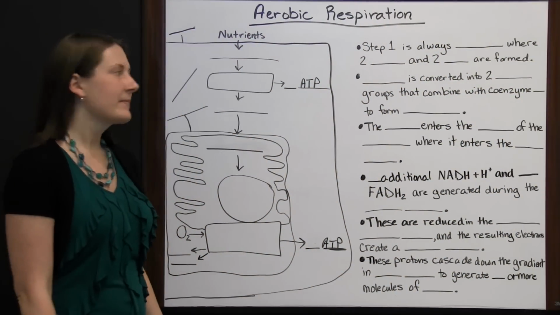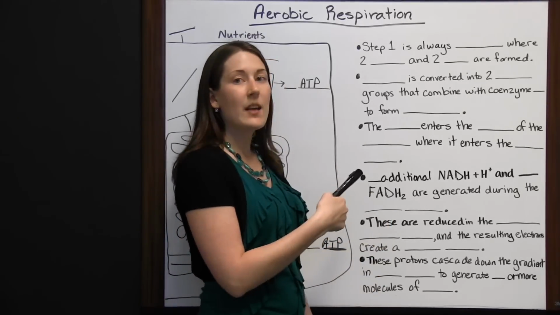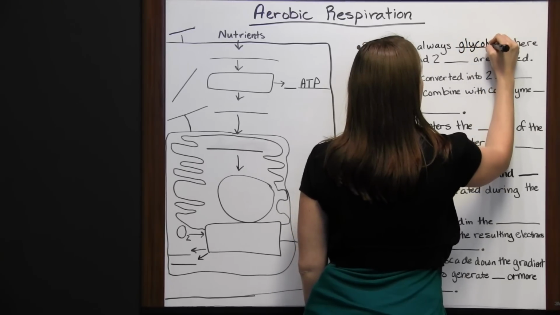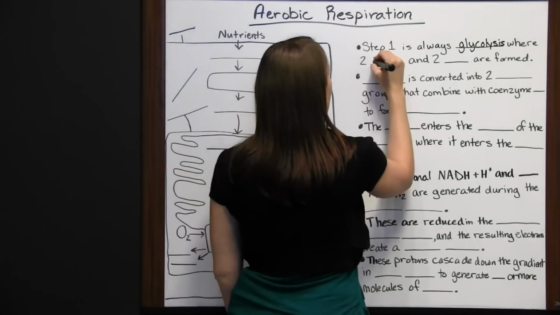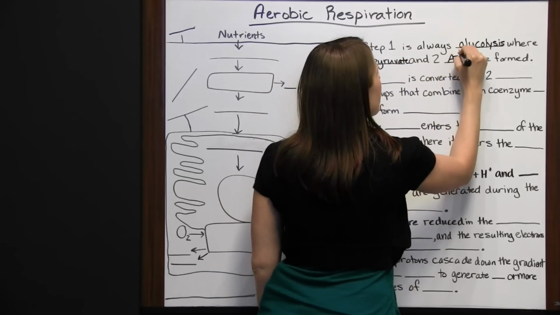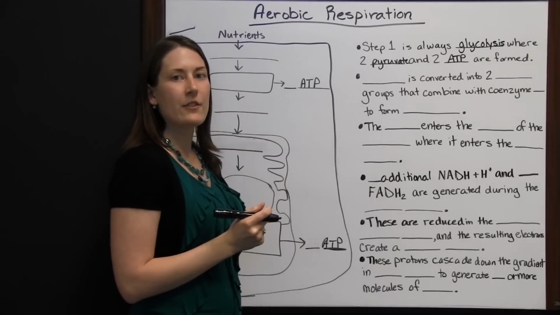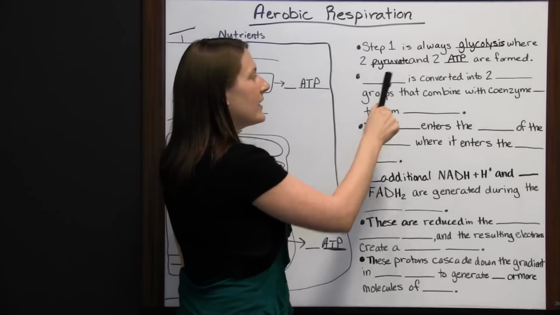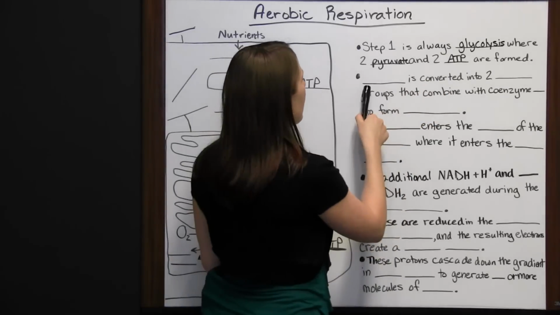Aerobic respiration. Let's look over here first. In aerobic respiration, step 1 is always glycolysis. And during glycolysis, you have 2 pyruvate and 2 ATP molecules that are formed. So that gives you a little bit of energy and the pyruvate to start the rest of the aerobic respiration process. So step 1, glycolysis, where you get the pyruvate and the energy that you need to keep going.